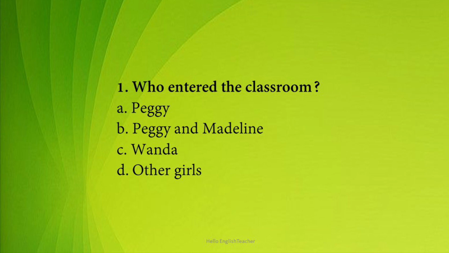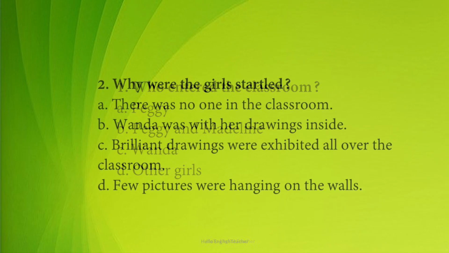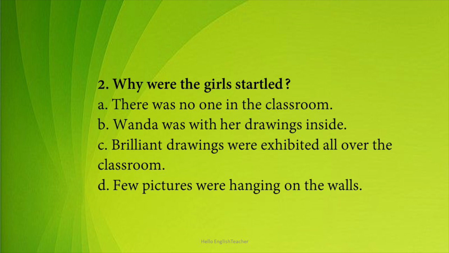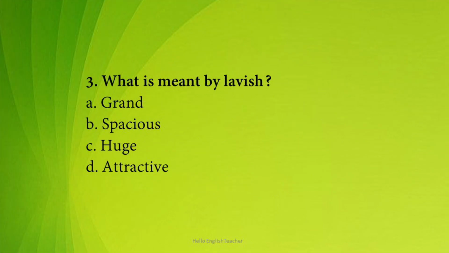So, let's look at question number 2. Why were the girls startled? There was no one in the classroom. Wanda was with her drawings inside. Brilliant drawings were exhibited all over the classroom. Few pictures were hanging on the walls. So, the girls were startled because brilliant drawings were exhibited all over the classroom. So, what is meant by lavish? Grand, spacious, huge, attractive. So, here lavish means grand.